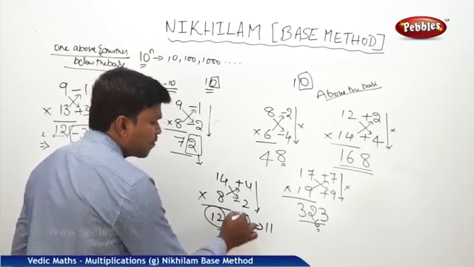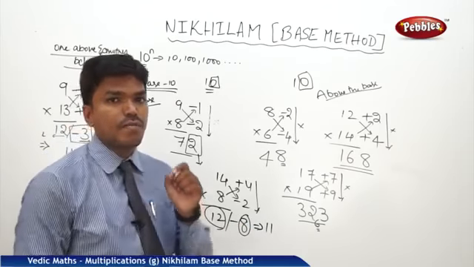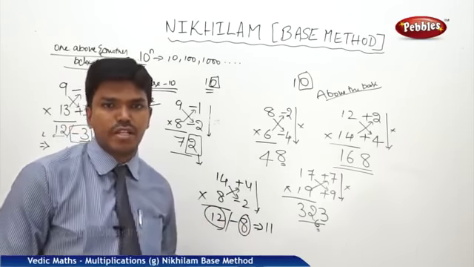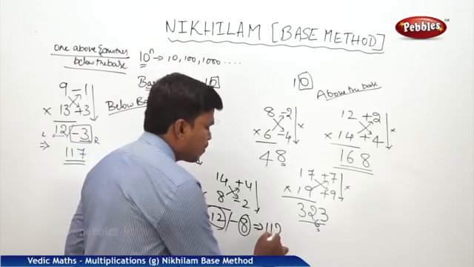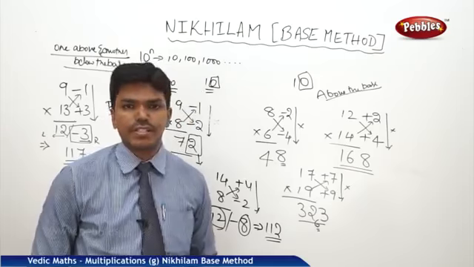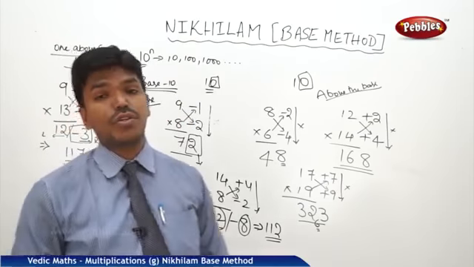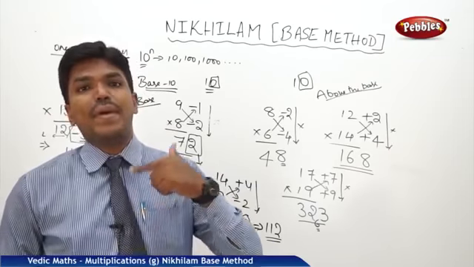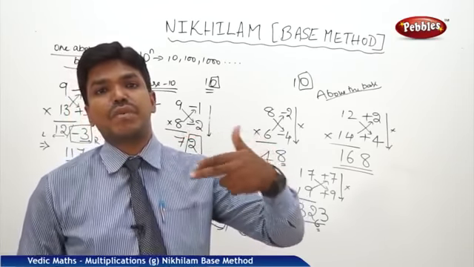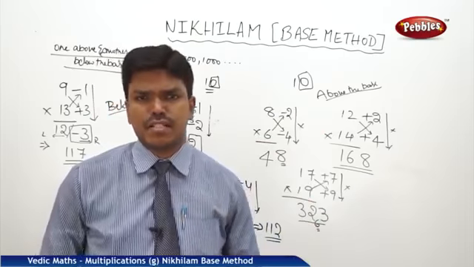And the right side part of the number, whatever you got with the minus symbol, that is 8. Write the complement of that. What is the complement of 8? 2. So what is your answer finally? 14 into 8 is 112. Like that you need to calculate. Now let us see the same case for base 100 as well as base 1000, base 10,000, whatever be the base.